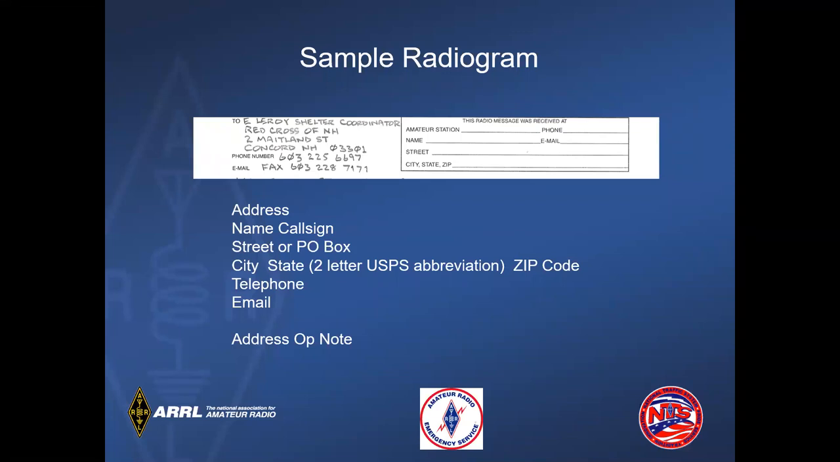A complete street address, phone number, fax number, email, whatever you have available to make sure that message gets delivered. There's also something known as an operator note. An address op note just includes additional delivery information that will help that person get that message to the right addressee. And the text is next.